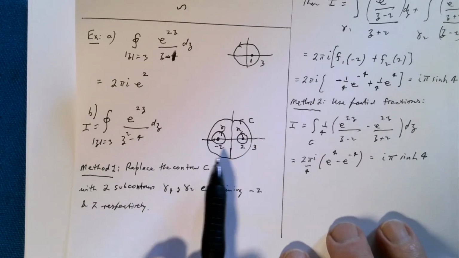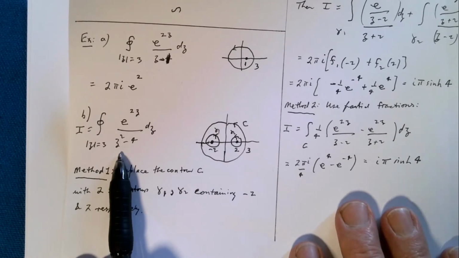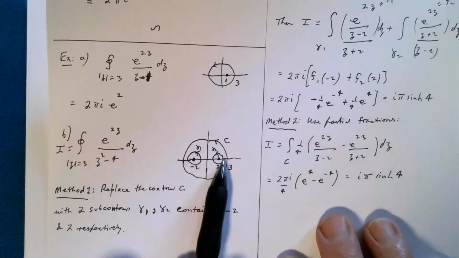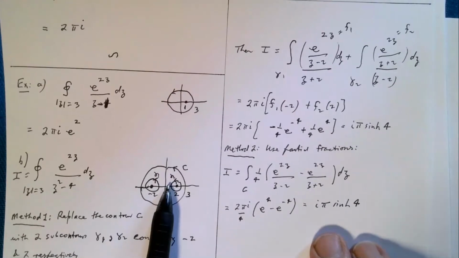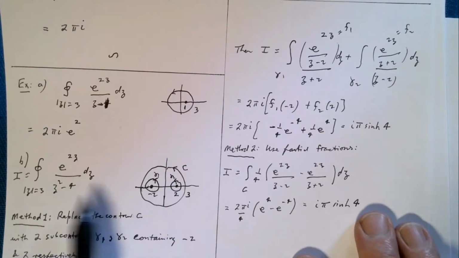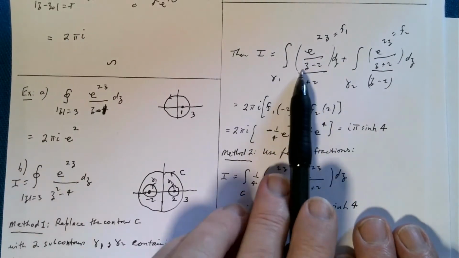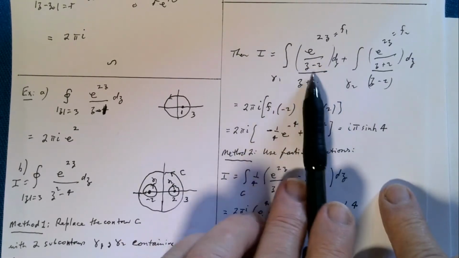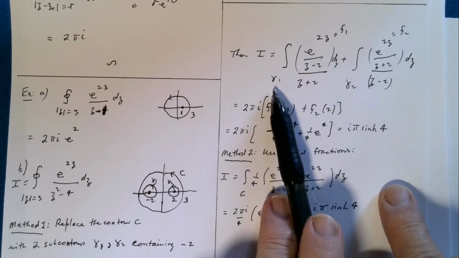So what I can do then is I can now replace this integral. I can split this up into the sum of two integrals, one around gamma 1 and one around gamma 2. And what I'm going to do is the one around gamma 1, that contains the singularity minus 2. So I'm going to factor z squared minus 4, leave the z plus 2 in the denominator and pull the z minus 2 up the top. And I get this function now, e to the 2z on z minus 2, but that's analytic inside gamma 1.